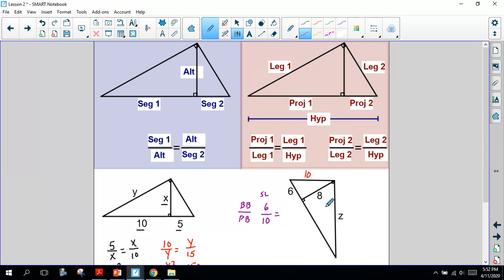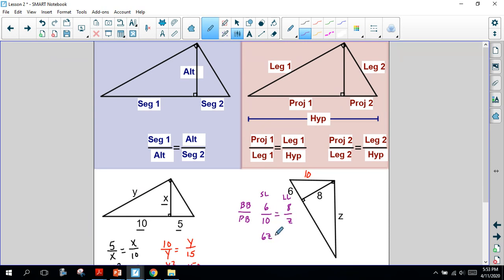And that's equal to, well, another side that I have here. I have all the sides of Baby Bear. The only other side I have of Papa Bear is this side here, the other leg of the big Papa Bear triangle. It's the long leg. So in my other ratio of my proportion, I'm going to compare the long leg of Baby Bear, which happens to be 8, to the long leg of Papa Bear, which is z. So I've got these similar triangles using Baby Bear compared to Papa Bear to set up a proportion here.